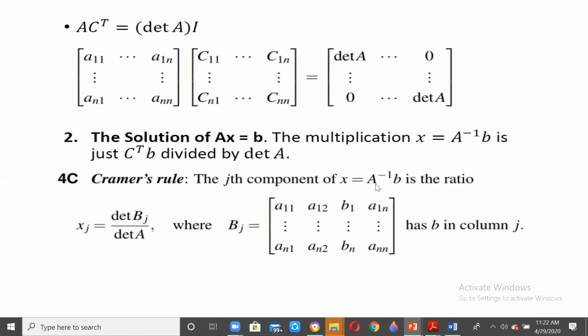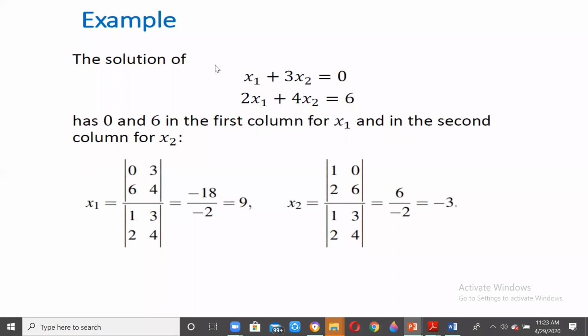Cramer's rule, which we know as standard, corresponds to that only. The jth component of X, from A inverse B, is the ratio: Xj is equal to determinant of Bj divided by determinant of A. This is Cramer's rule, where Bj is just this, wherein we have written B in the column j, and that is what Bj is. So an example is considered over here: x1 plus 3x2 is equal to 0, and 2. We have applied Cramer's rule and solved the numerical. Standard Cramer's rule, we know very well how to find that.